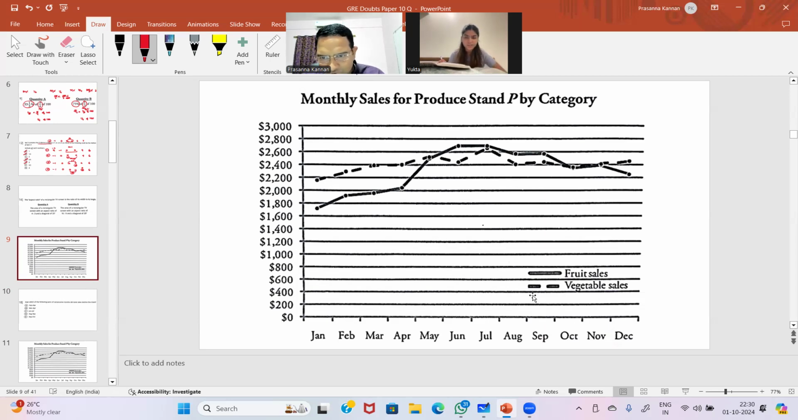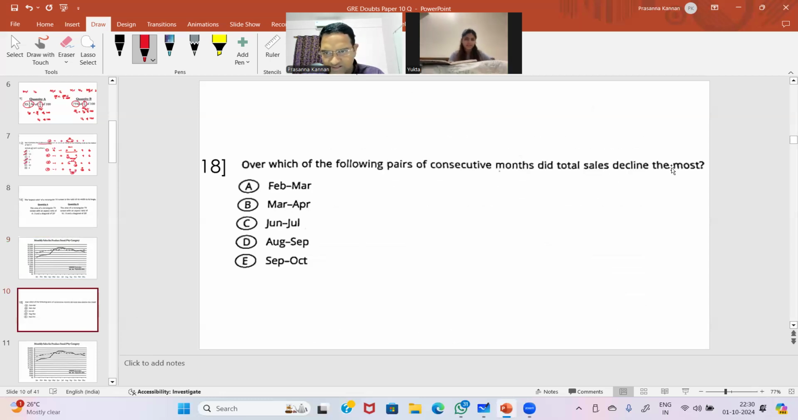So if you observe closely, in September and October, if you see these lines, both are decreasing. Therefore, that's the time when the sales will be declining. Sales is going to decline. Correct? So that's the easiest way to spot that.